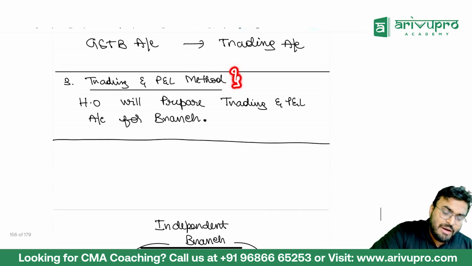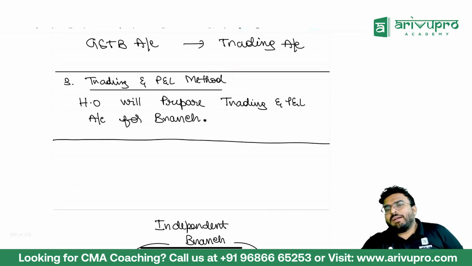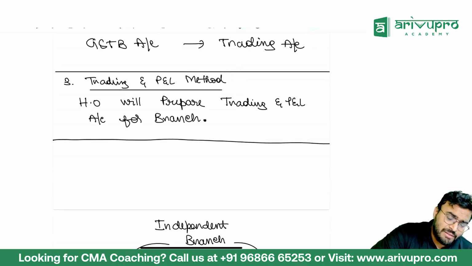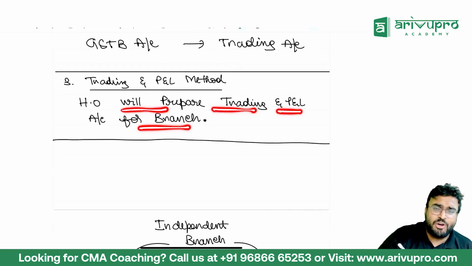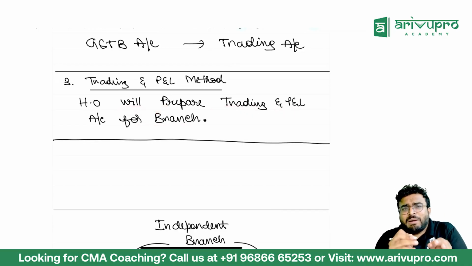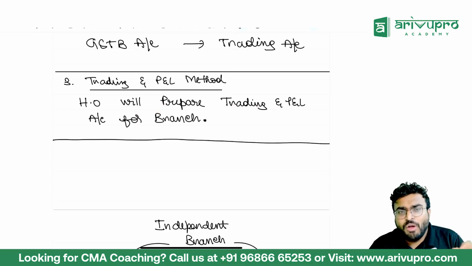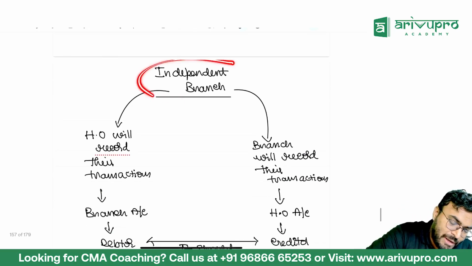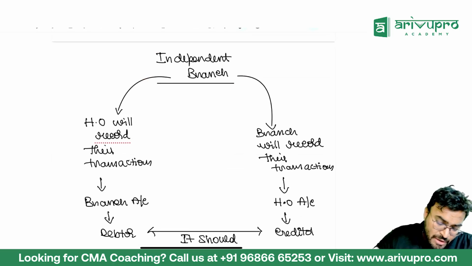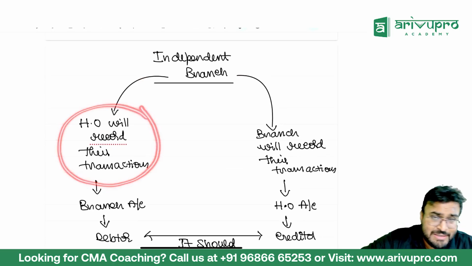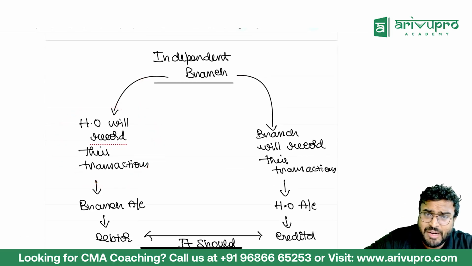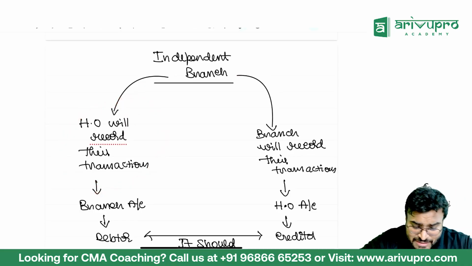Next method is trading and P&L method. If they ask you to prepare trading and P&L, just prepare it. The head office will prepare the trading and P&L account for the branch, as if the branch itself is preparing it, and you are going to sit in the head office and prepare it. Independent branch. In an independent branch, who is going to record the transactions? Head office will record their transactions.